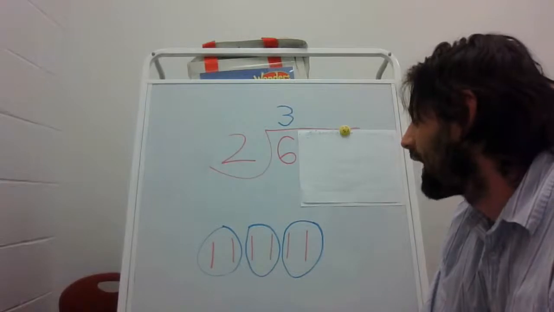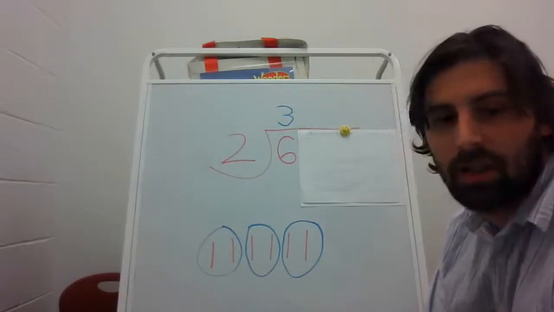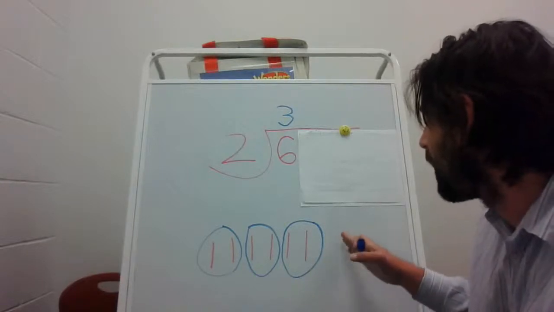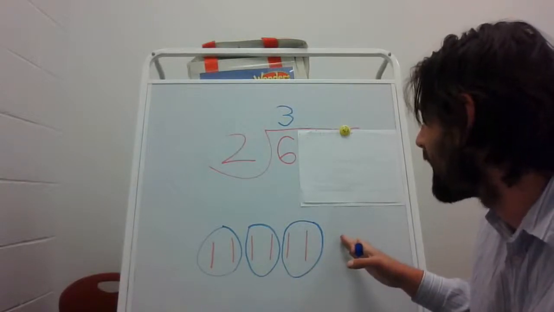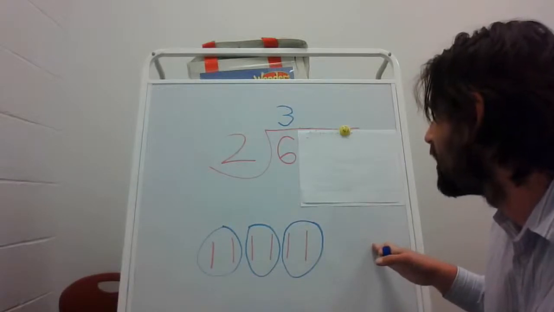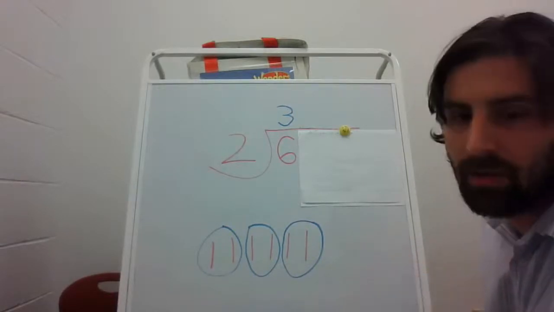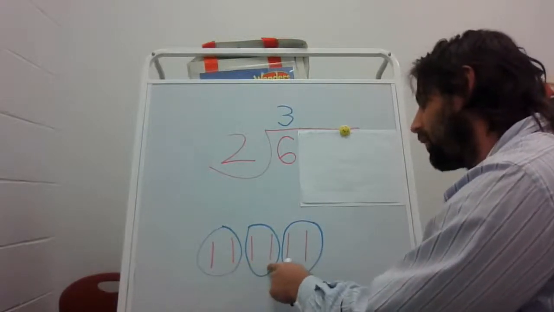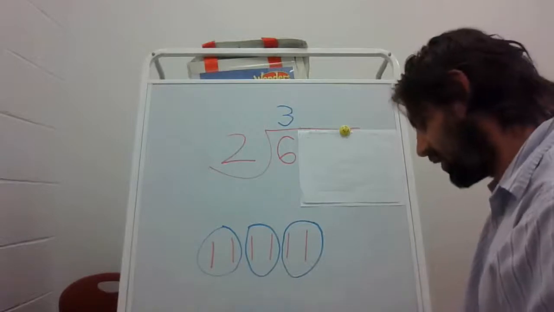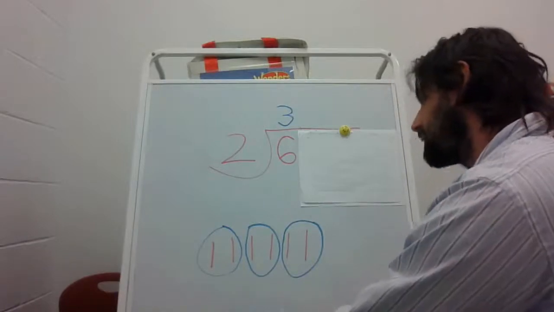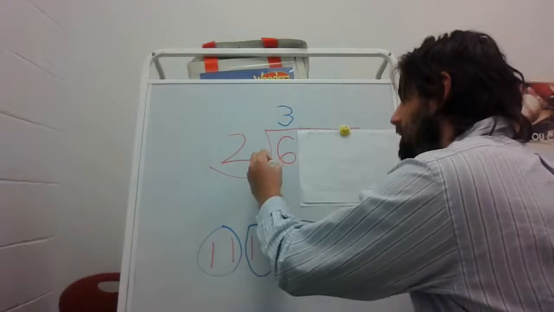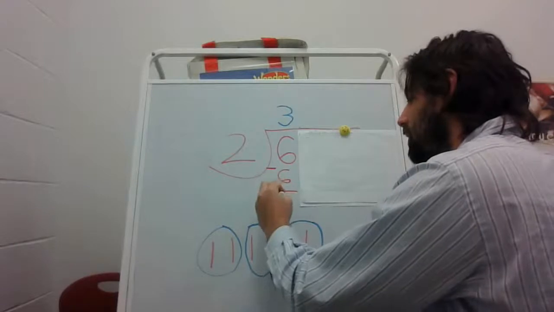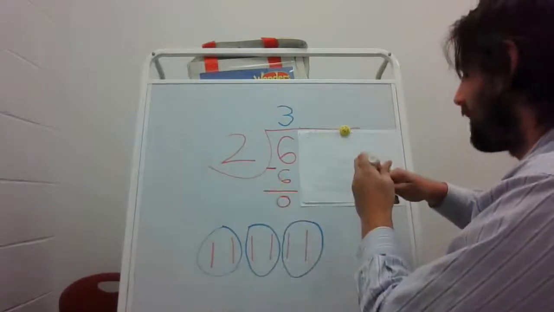Now I'm going to count the number of tallies within the circles. Sometimes there are more tallies outside of the circles. If there were a remainder, you're going to see more tallies outside the circles. But for this problem, I don't believe there is a remainder. So I'm going to count up the total number of tallies now. 1, 2, 3, 4, 5, 6. That does not change. So 6 minus 6 equals 0. So 6 divided by 2 equals 3. There's no remainder.